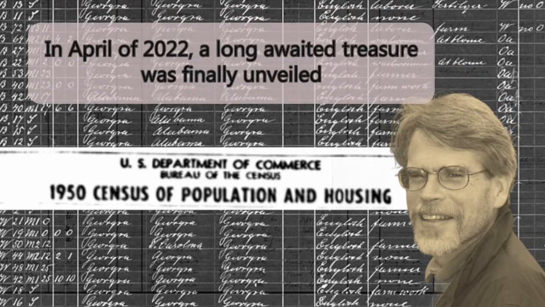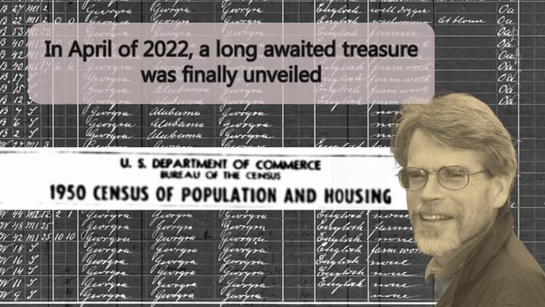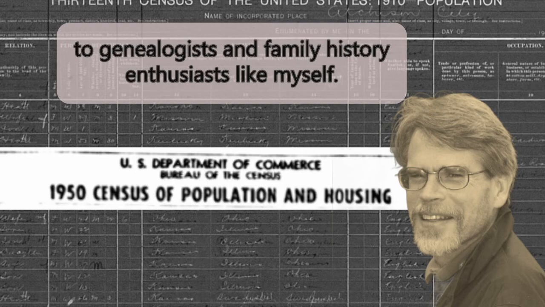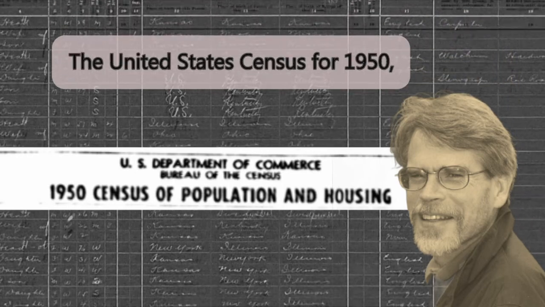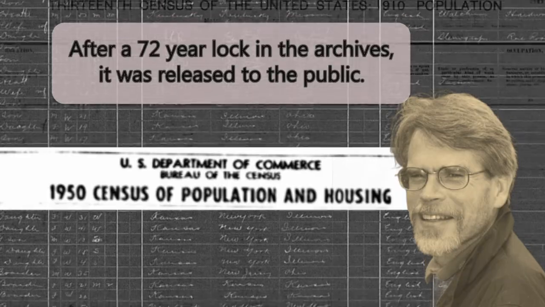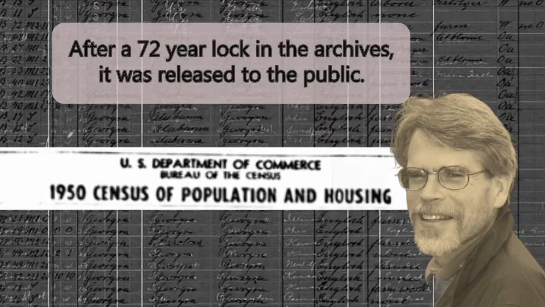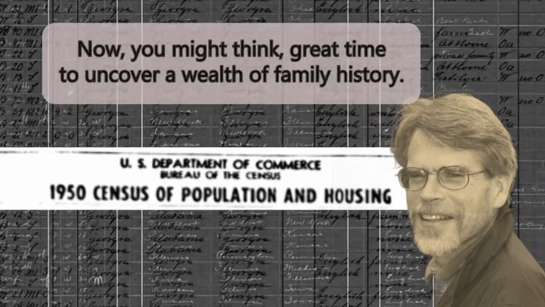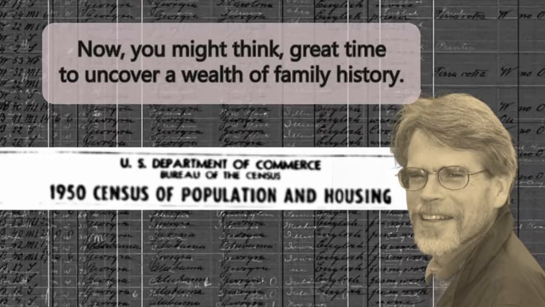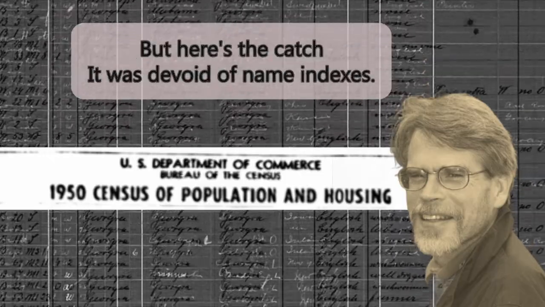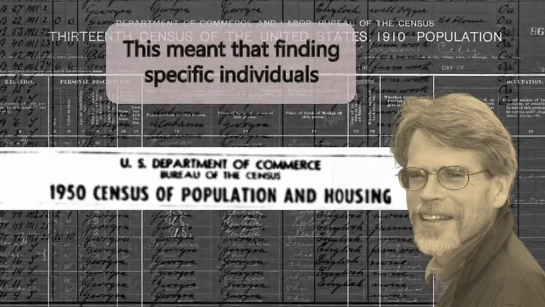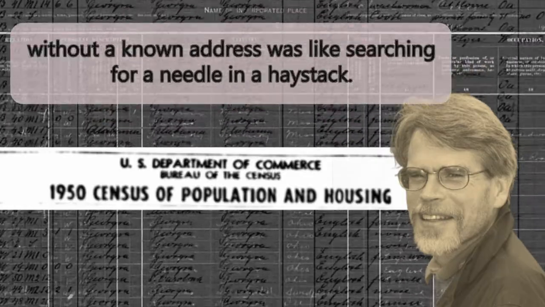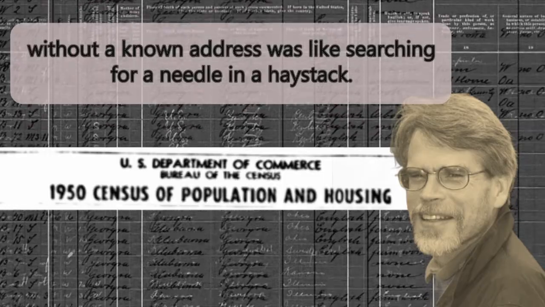In April of 2022, a long-awaited treasure was finally unveiled to genealogists and family history enthusiasts like myself: the United States Census for 1950. After a 72-year lock in the archives, it was released to the public. Now, you might think, great, time to uncover a wealth of family history. But here's the catch: it was devoid of name indexes. This meant that finding specific individuals without a known address was like searching for a needle in a haystack.